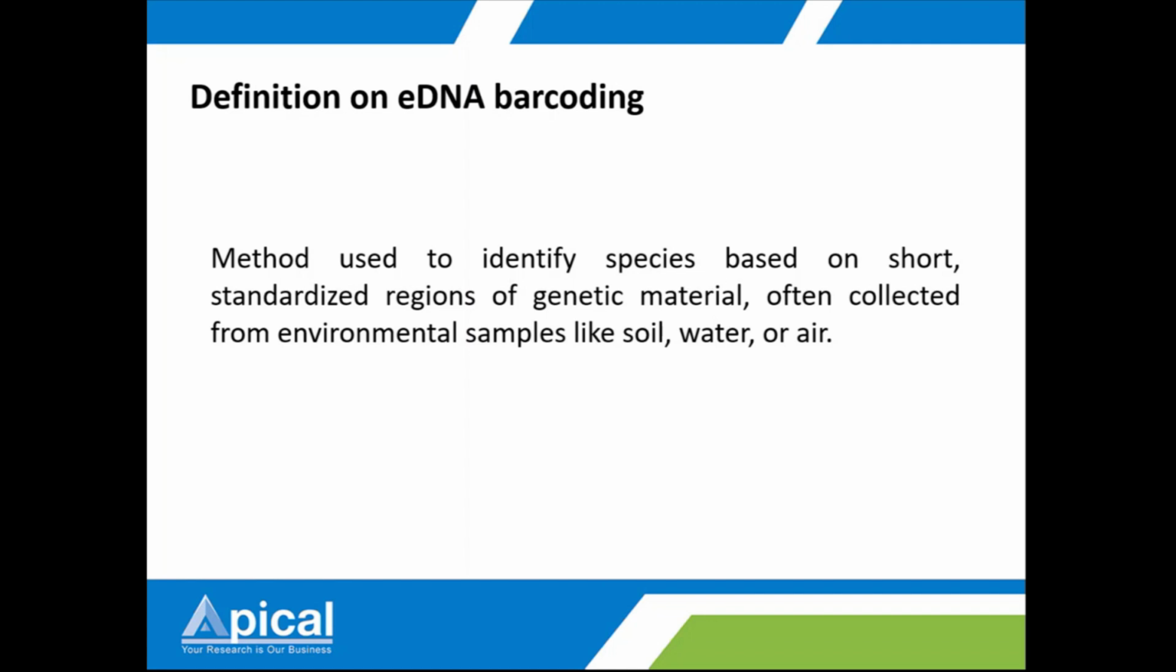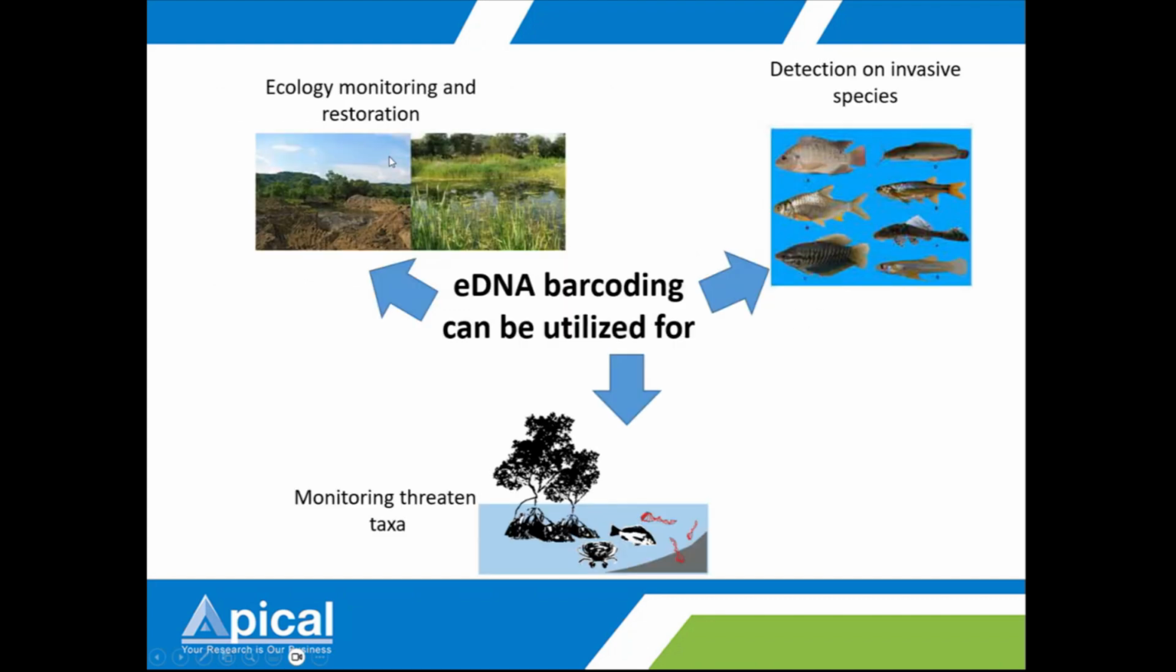We use this genetic material to study the species, mapping back to the species that are present in the environment. The source is often collected from environmental samples, like soil, water, or even air, right? So the question is what we can use this eDNA barcoding for.